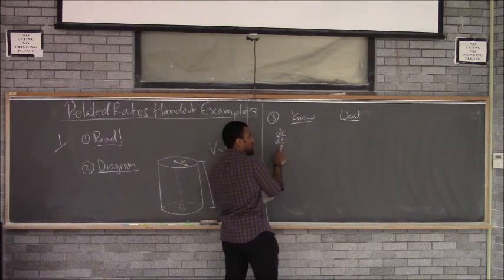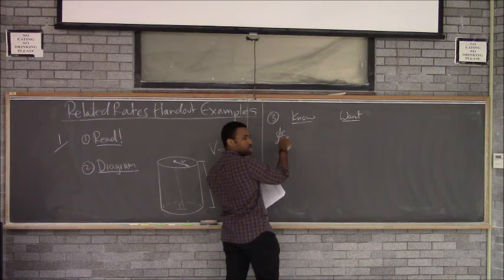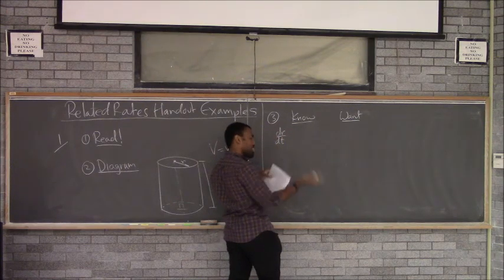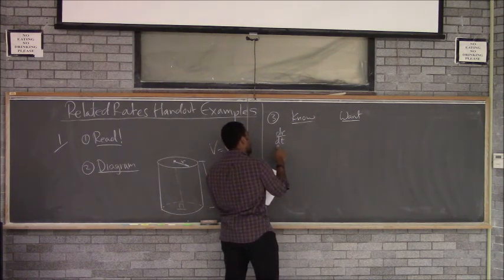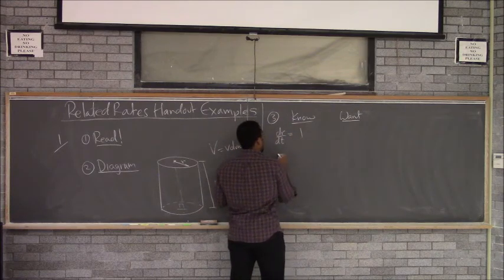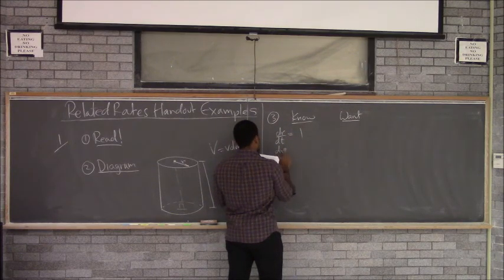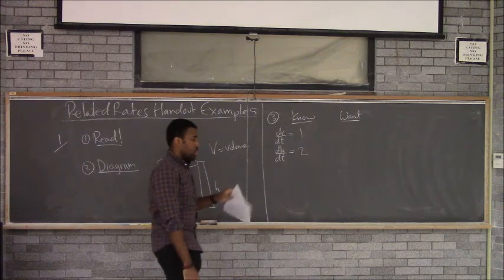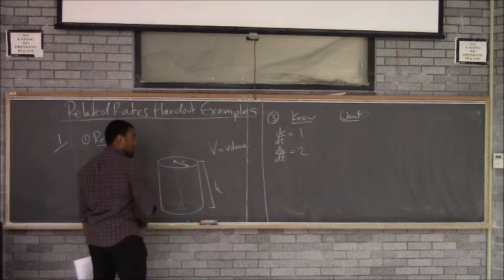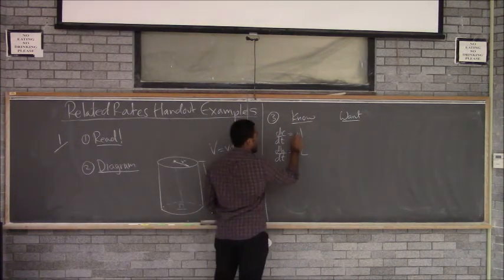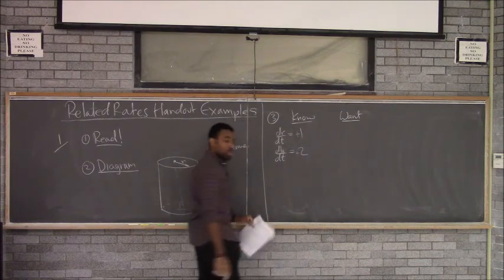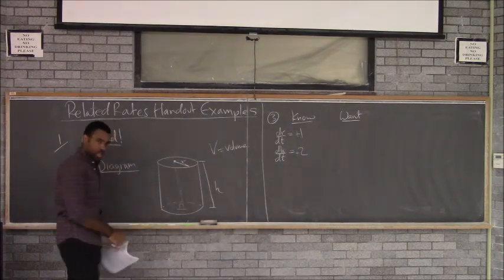So when I see a prime, sometimes if I just write r prime equals something, people still think that x is the independent variable. So I always write down the Leibniz notation here. It's 1. I know that dh/dt is 2. I want you to take note that this is a plus 1 and a plus 2. We'll deal with that a little bit later.